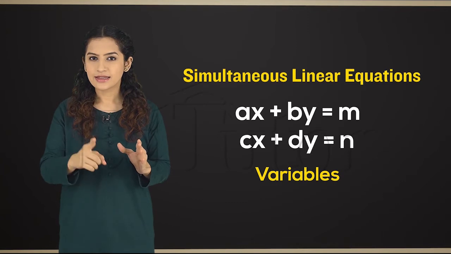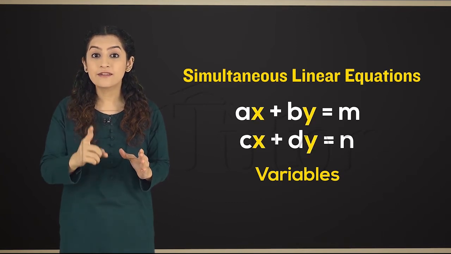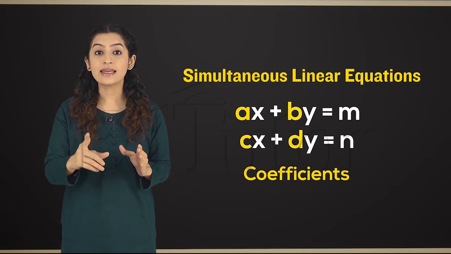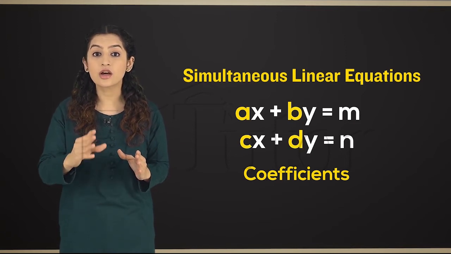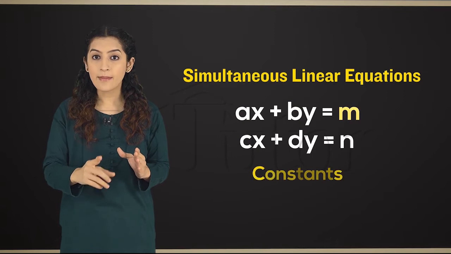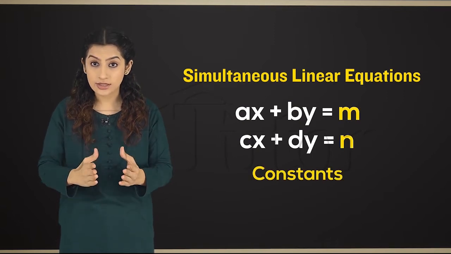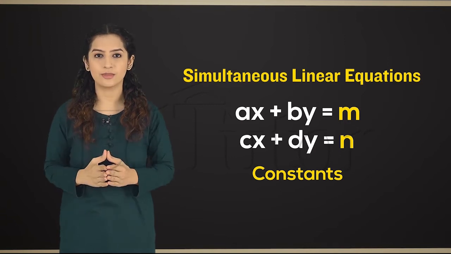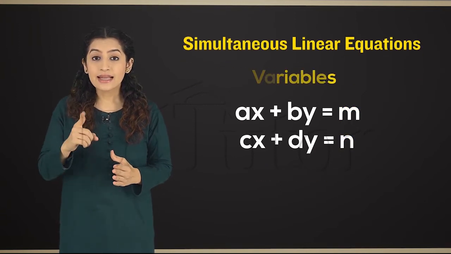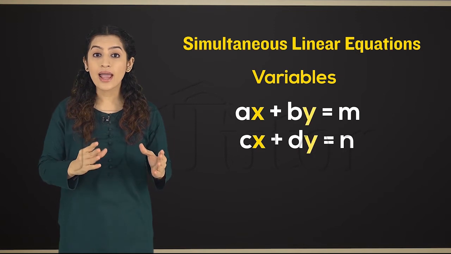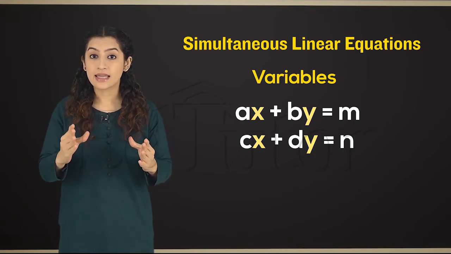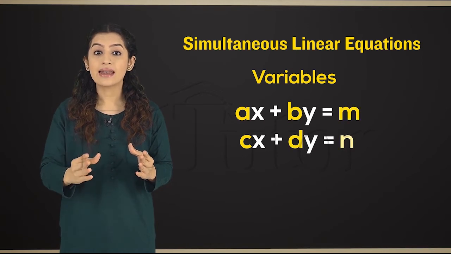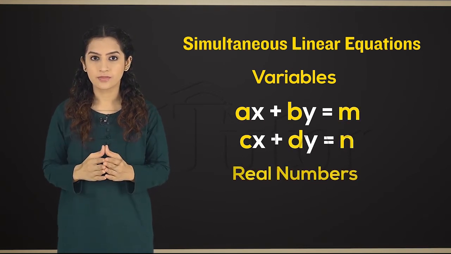First things first, these x and y are known as the variables. Next, these a, b, c and d that are attached to the variables are called the coefficients. m and n are called constants due to the fact that they are on their own without any variable. Excluding the variables x and y, all the other elements a, b, c, d, m and n are real numbers.